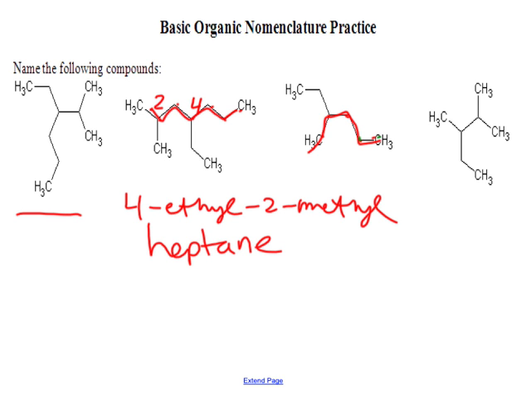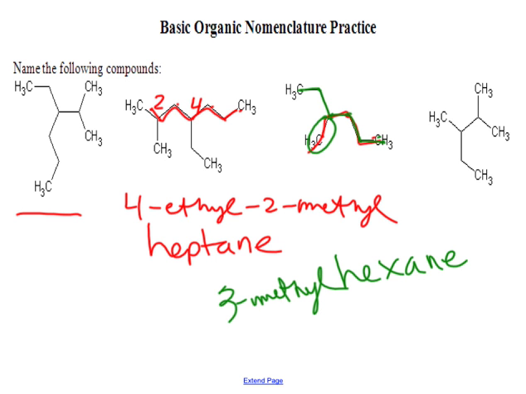Okay, good. 1, 2, 3, 4, 5, 6. So that's a long chain, that's a substituent. Hexane, what kind of hexane? 1, 2, 3 or 1, 2, 3, 4. Which one is it? 3-methyl hexane.